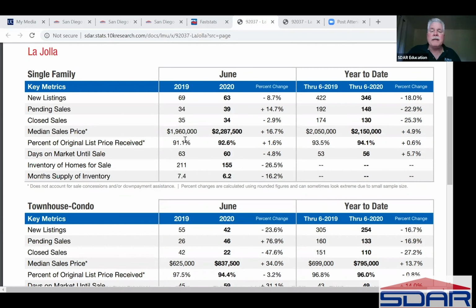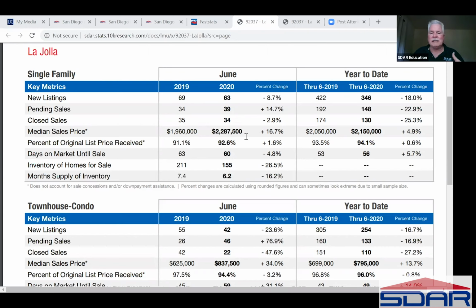Okay, look at my median sales price: $1,960,000 last year. It's up 16% to $2.2875 million this year. My median sales price, right? That means 50% above, 50% below, right in the center. That's what that number represents. That's why the media likes to use median rather than mean. They don't want to take the average sales price.